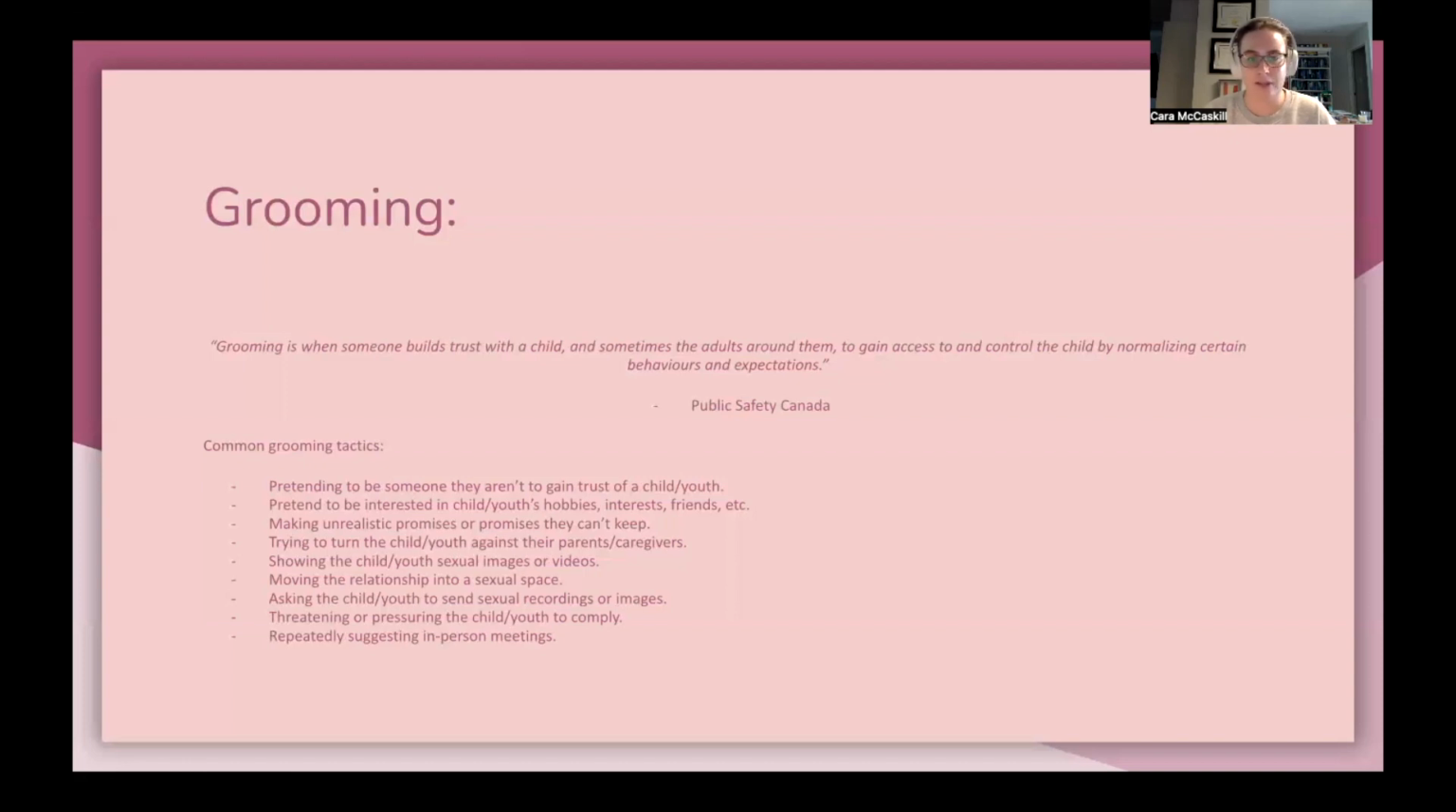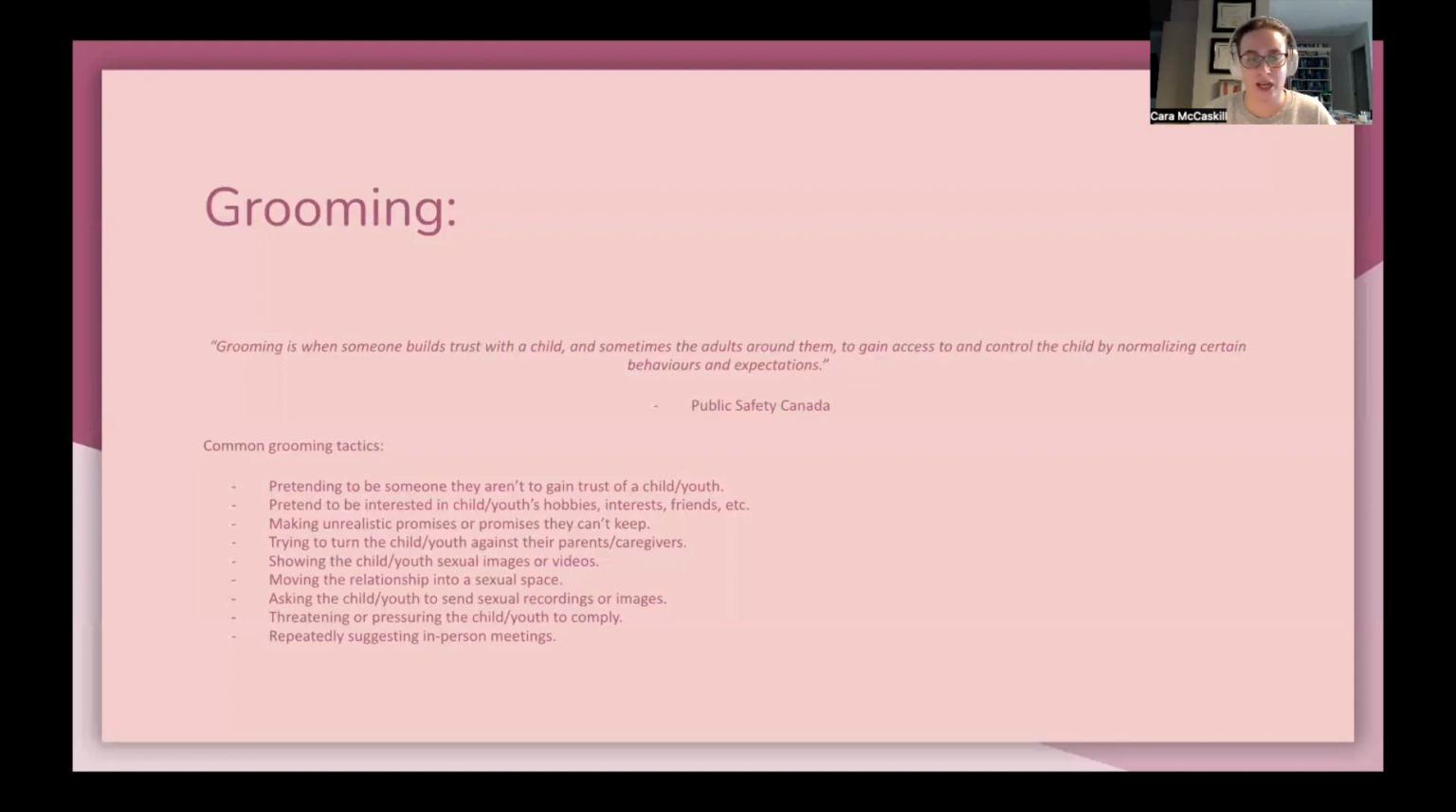Groomers will often make unrealistic promises or promise things they can't keep. They might promise money, or friendship, or things like that in order to gain access to the child, but it's really just a manipulation tactic. They might try to turn the child against their parents or caregivers by saying things like, your parents don't really care for you, we'll get out of the family situation as soon as possible, we'll run away, to try and convince the child or youth that life would be better with the groomer than with their family and friends.